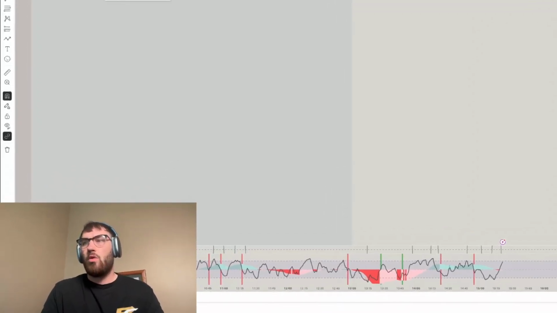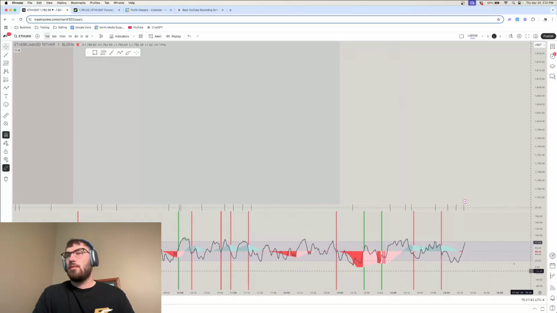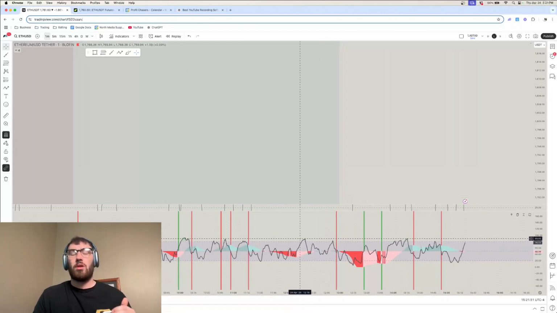So if we're not oversold, why would we be buying? And if we're not overbought, why would we be selling? The RSI is going to be right here. This is showing us overbought and oversold areas within the market. And this is so important because when we are overbought it would be a good opportunity to look for shorts, and when we are oversold it would be a good opportunity to look for longs.